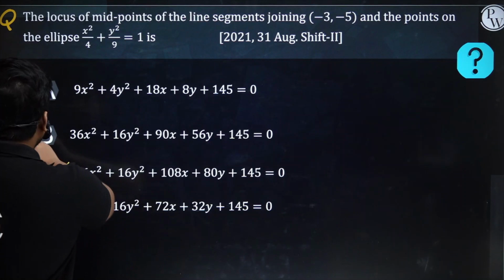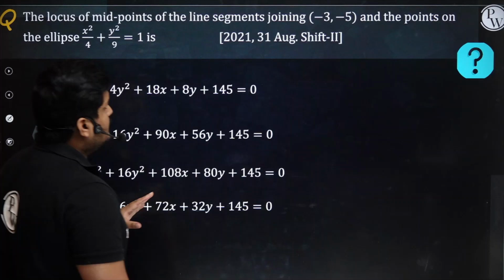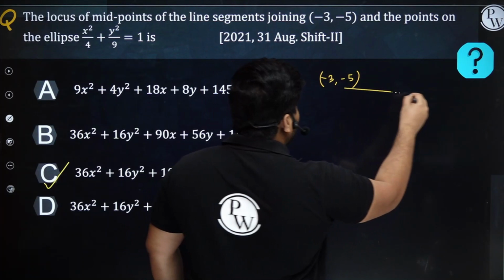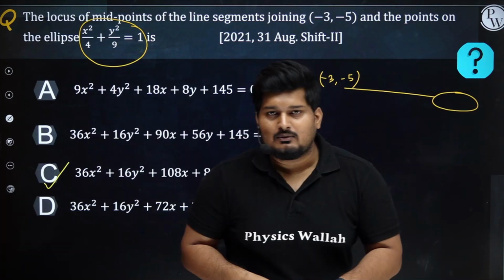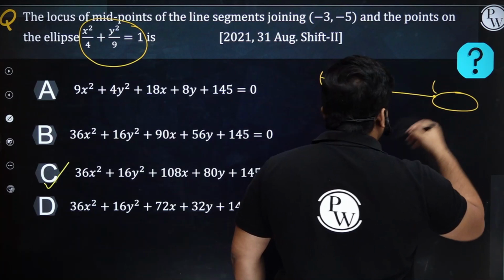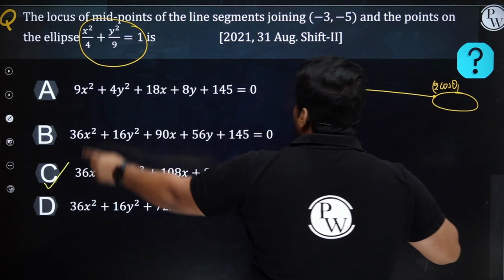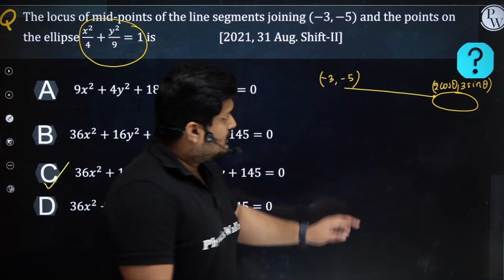The problem here is the locus of the midpoint of the line segment joining (-3, -5) and the points on the ellipse. Now, when points on the ellipse are asked and a locus is involved, we take help of parametric form. What will be the parametric form on this ellipse? You see, a is 2, so I can write this as 2 cos theta, comma, this is 3, so 3 sin theta. So I have that parametric point on that ellipse.